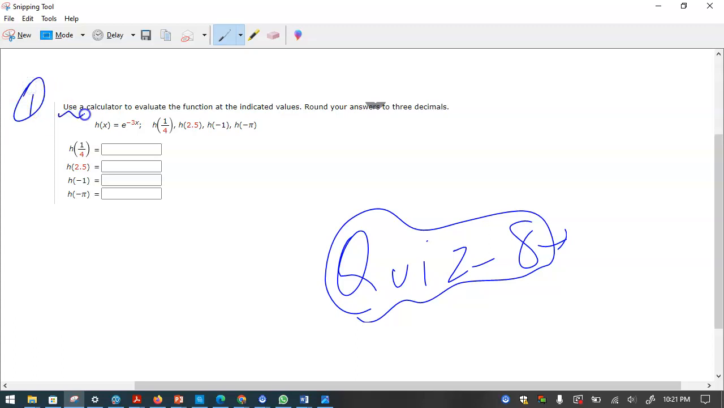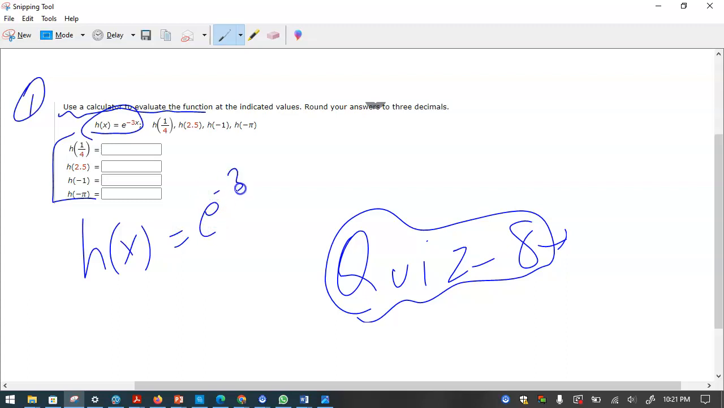The first one here, use the calculator. You're supposed to use the calculator to figure out what these values are, but they've given us what h(x) is. So this is what you need to put in the calculator, and then we'll feed this. Let's see.